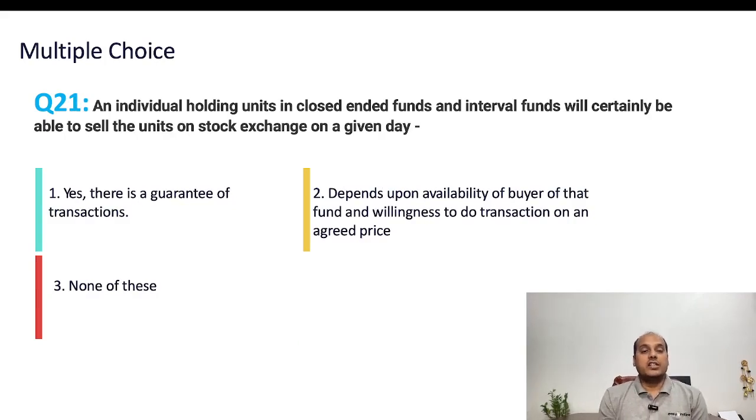Question number 21. An individual holding units in closed-ended funds and interval funds will certainly be able to sell the units on a stock exchange on a given day. Option 1, yes, there is guarantee of transaction. Second, depends upon availability of buyer for that fund and willingness to do transaction at an agreed price. The option 2 is correct. It's like acting like a share, a stock, where if there is a buyer and the buyer has a demand price, or ask price, where they will say, I want to buy these units at this price. If it is agreed by both parties, then only the transaction will happen. So option 2 is the correct here.